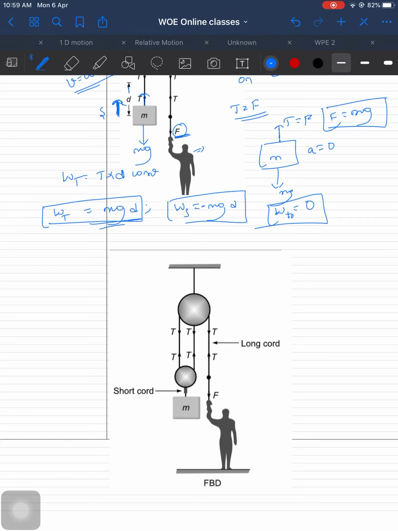Next question: now the body is moving with a constant velocity, velocity is equal to constant, and what is the work done by tension on the block? Work done by tension on the block. So this is a work question, how much force is acting, that you should get. Okay, let's do one question.